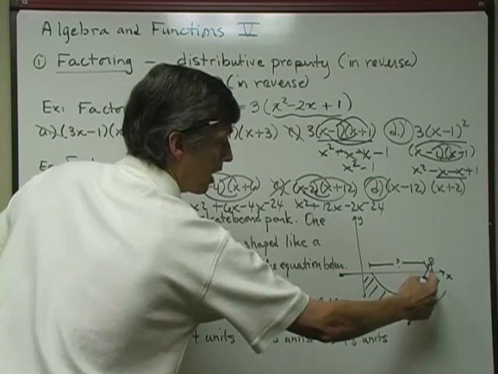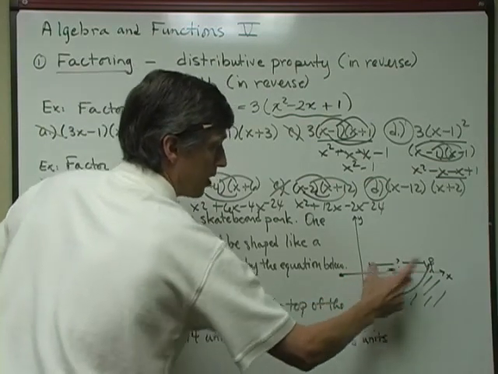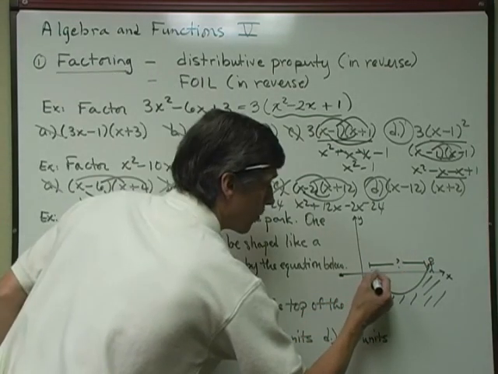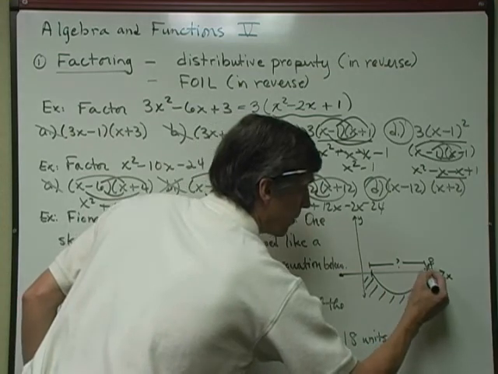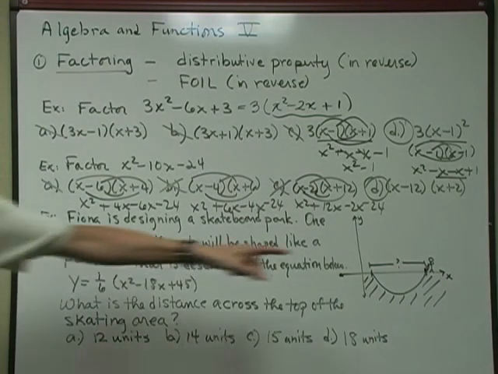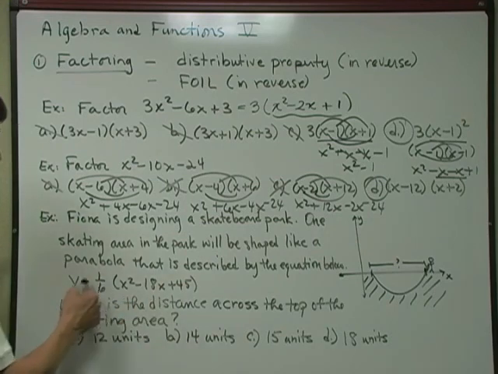Here's the person with the skateboard ready to skate down this ramp, and I've got right here a distance across. That's what I want. So if I knew what this number was right here, and if I knew what this number was right here, I could take the difference of the two. Well, that's when your y value is zero. So when your y value is 0, that's when this expression has to equal 0.